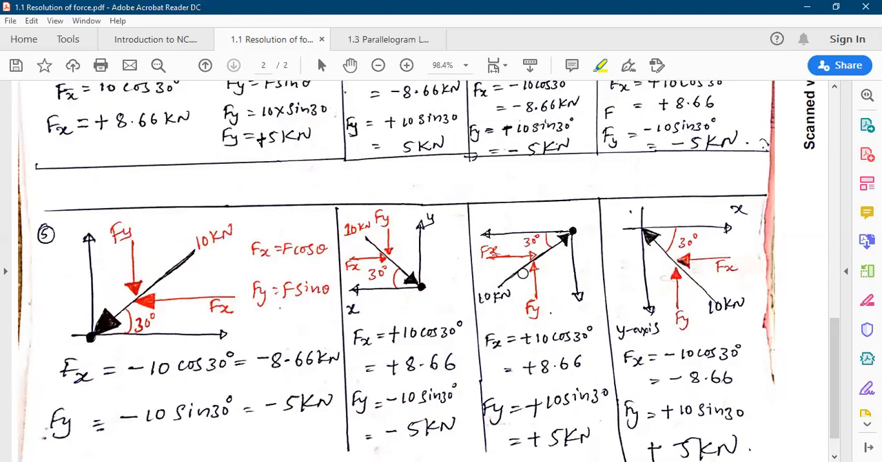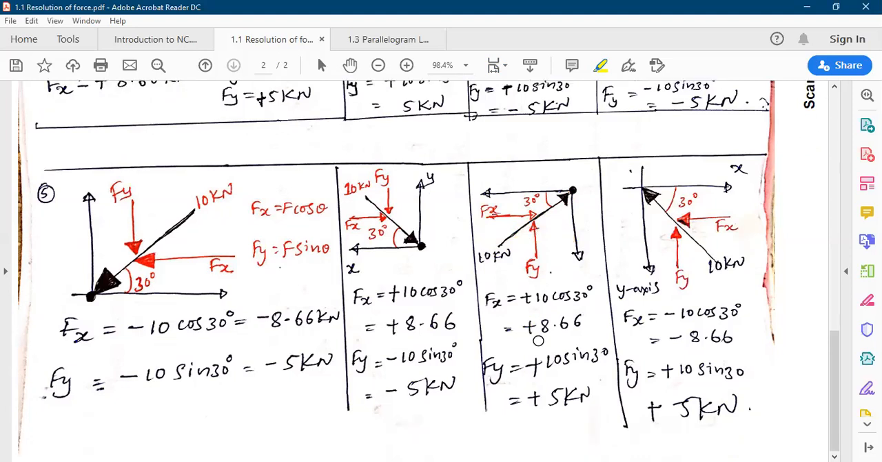Similarly here, if the force is acting towards the point, it can be projected onto the x-axis. The arrow shows that it is acting rightwards, so it is taken as positive. If the arrow is acting upwards for this component, it is taken as positive. The y component of the force is positive.